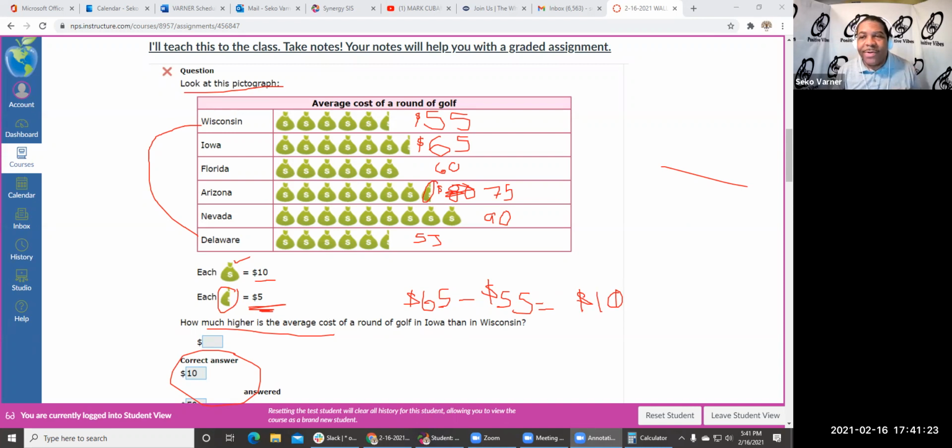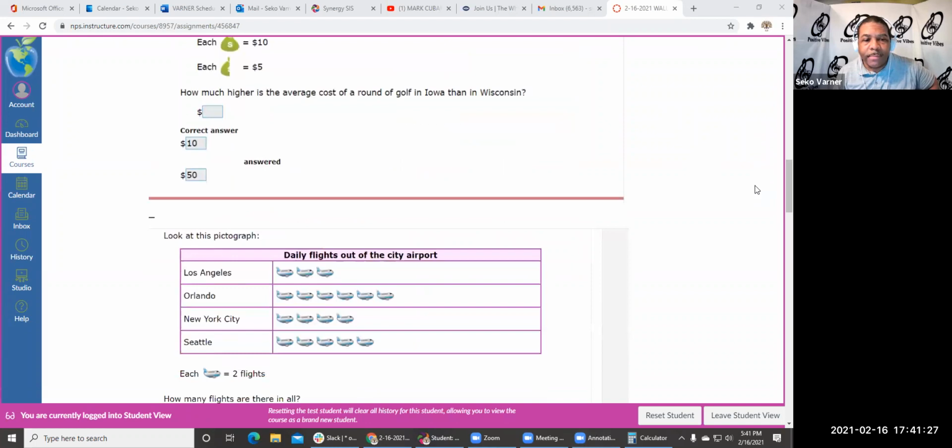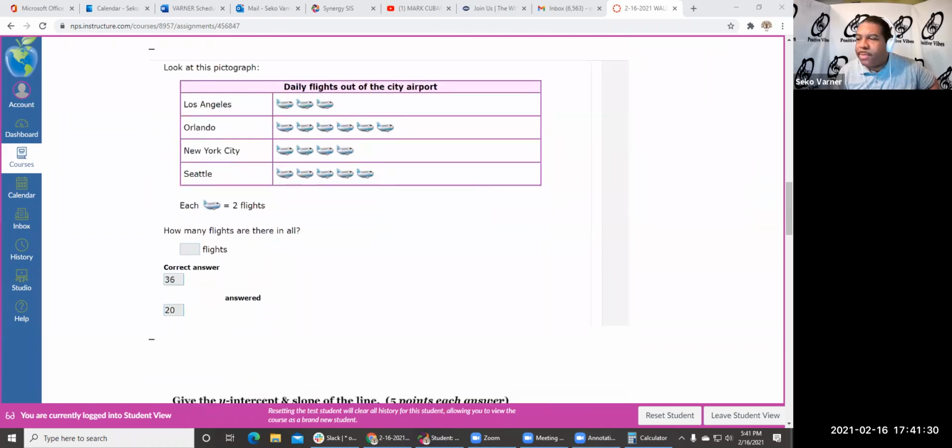All right. 4, 3, 2, 1. Good. Hopefully you can always stop the video. Look at this pictogram. What we're doing here is really getting you to read a word problem and figure it out. So each plane is 2 flights. 2, 4, 6. 2, 4, 6, 8, 10, 12.